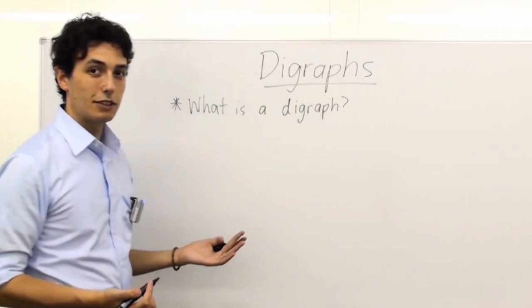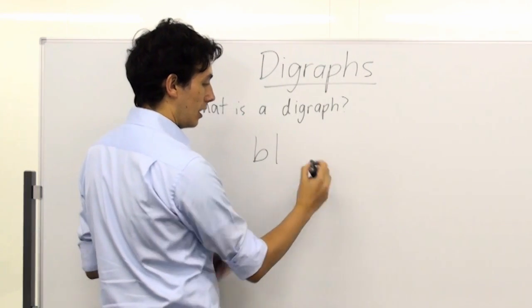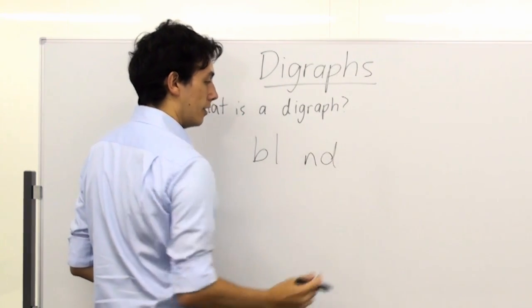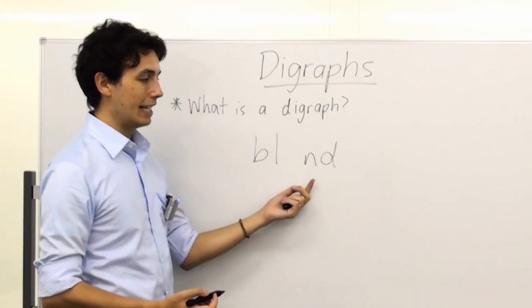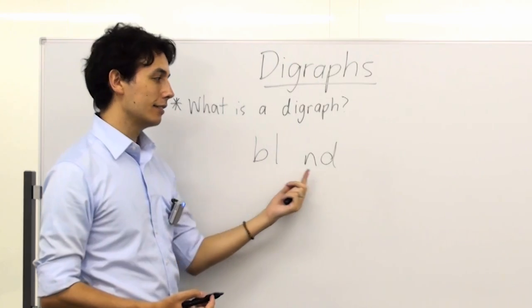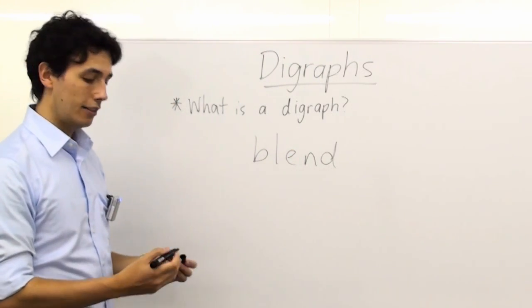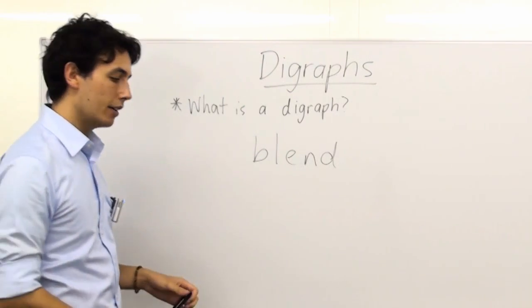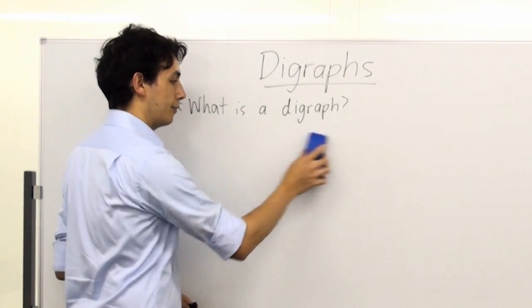Another blend, which is very convenient for me, is bl and nd. So, you know, bl, then nd, bl, nd. If we put an E in there, blend. Okay, that's an easy way to remember the difference between a blend and a digraph.